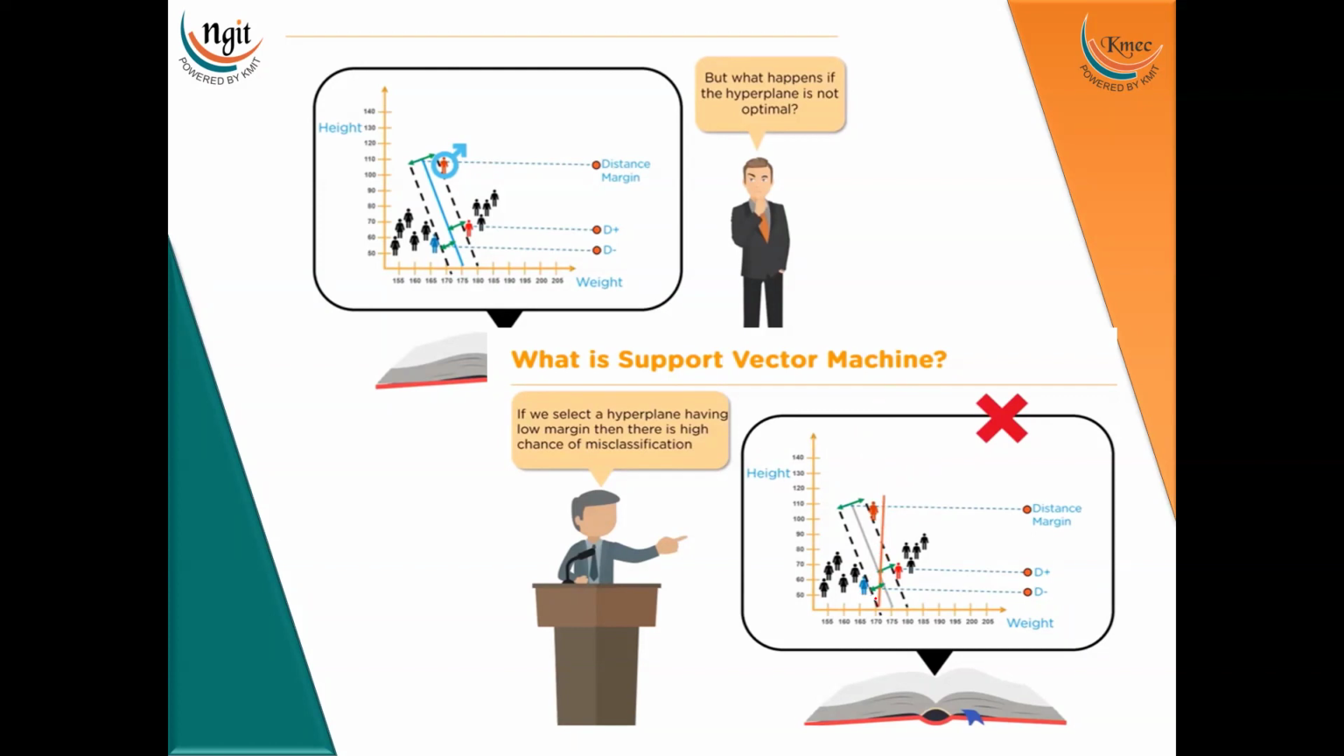You see here, if we had selected this hyperplane, this particular data point would have been misclassified and given as female gender, but actually it is male gender. So we should take care while selecting the hyperplane. Why? Because if you don't select an optimal hyperplane, the disadvantage is that there are chances of misclassification.